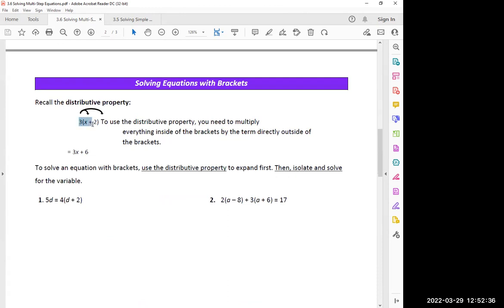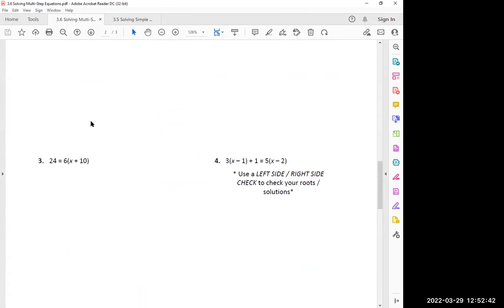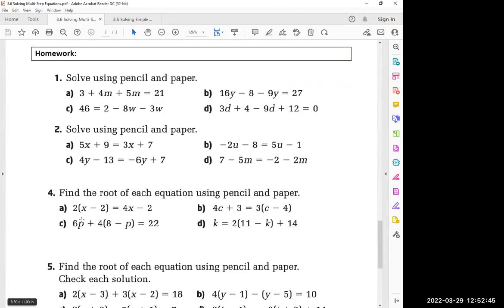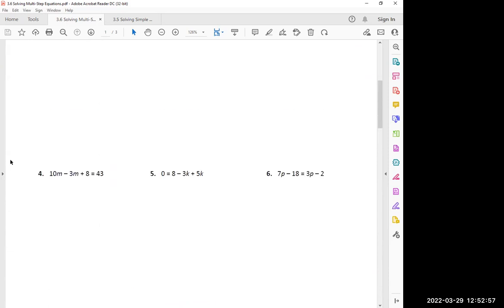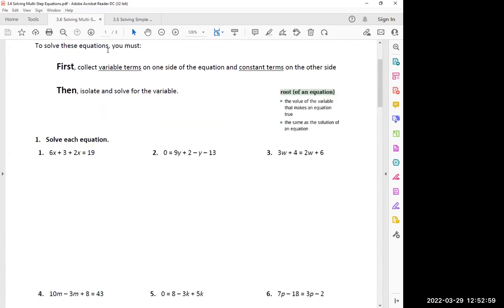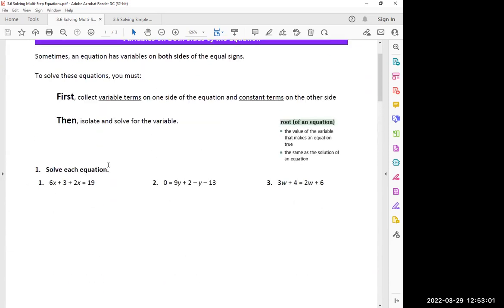What happens if the x value is part of brackets? You're going to have to try distributive property. And of course, at the end of the day, there will be a situation where you have to do both grouping like terms and distributive property. That's the final goal. Okay, so here we go. Let's start looking at what to do when you have to group first.